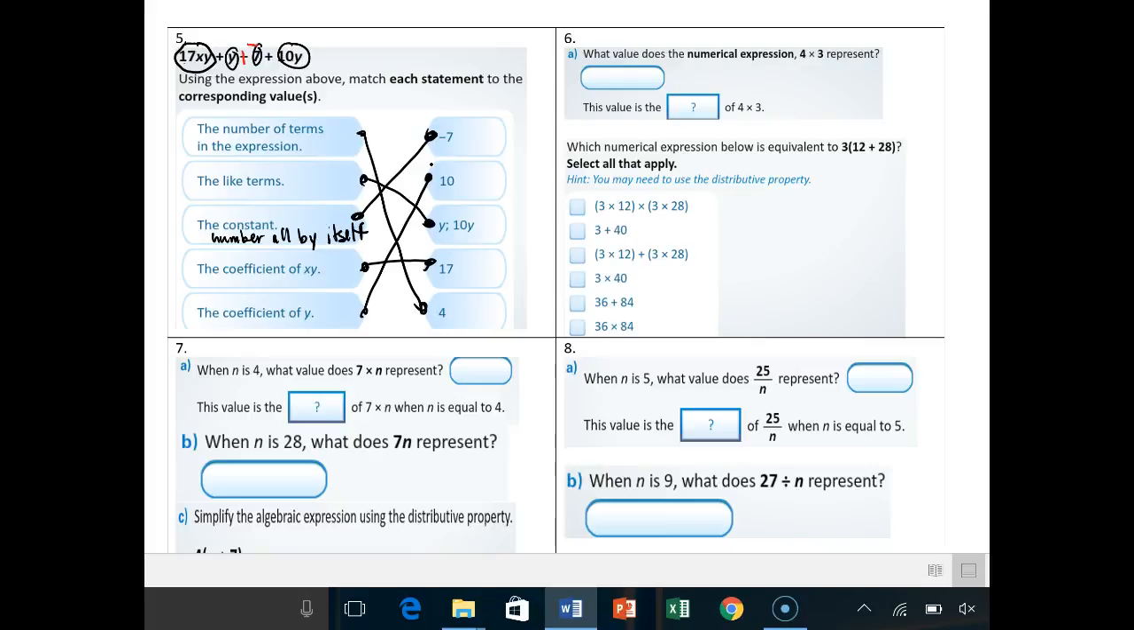All right, number 6 is pretty easy. It says, what does the numerical expression 4 times 3 represent? Well, that's 12. And what do we call the answer to a multiplication problem? We call it the product, right?